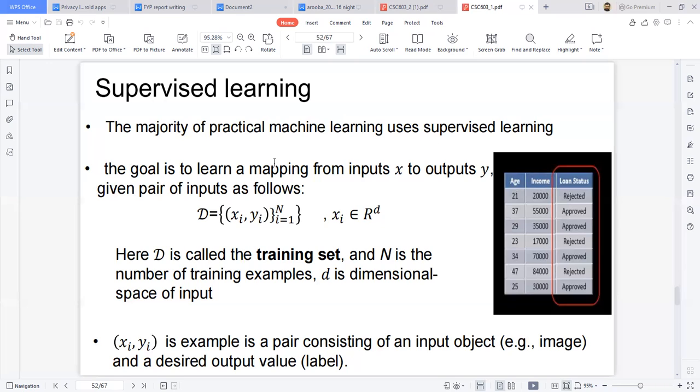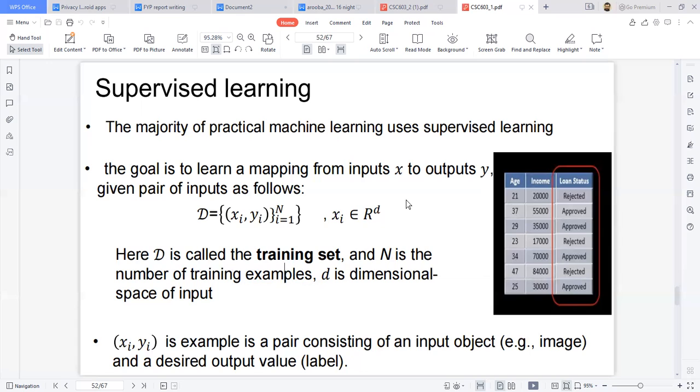The goal is to learn a mapping from input X to output Y, given pairs of inputs as follows. We have a data set where i goes from 1 to N. What is N here? N is the number of training examples. How many training examples are here? 1, 2, 3, 4, 5, 6, 7. So we have 7 examples, and N will be 7.